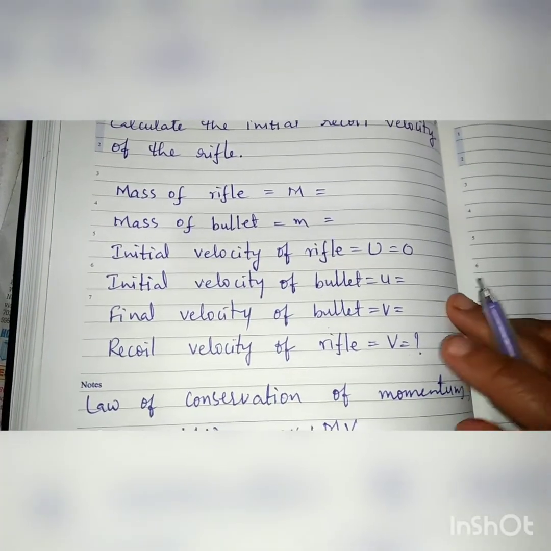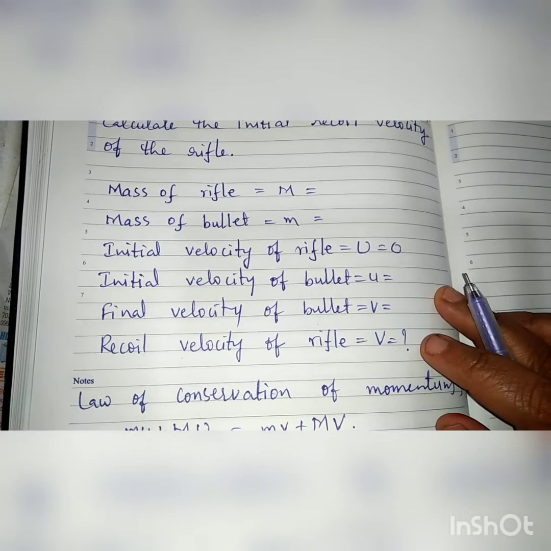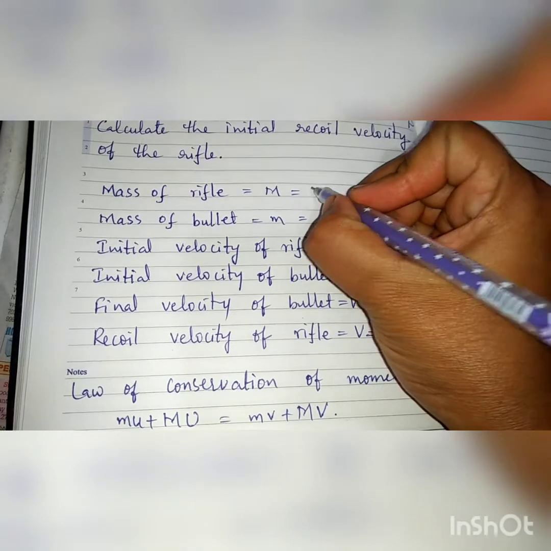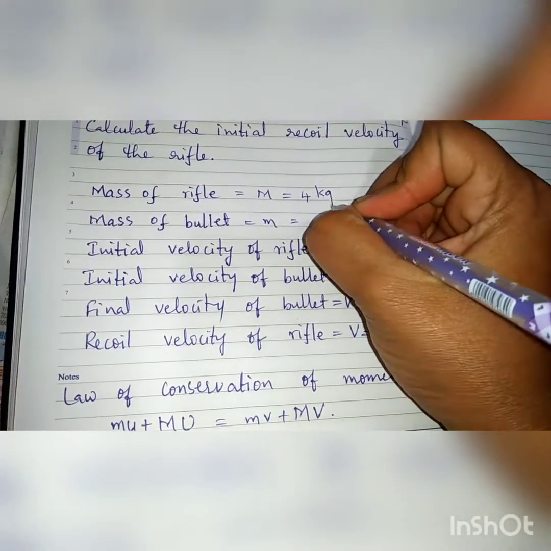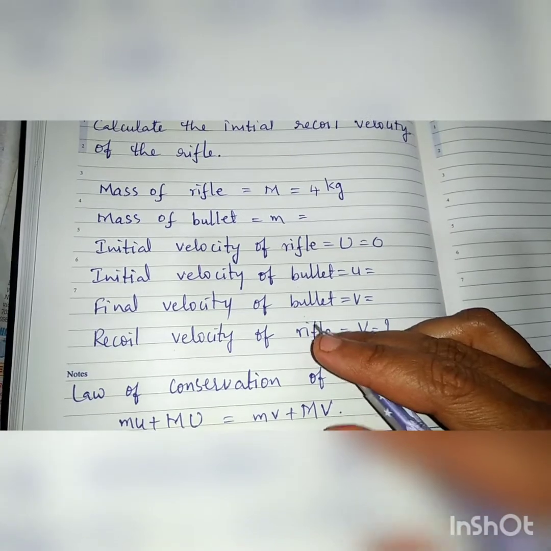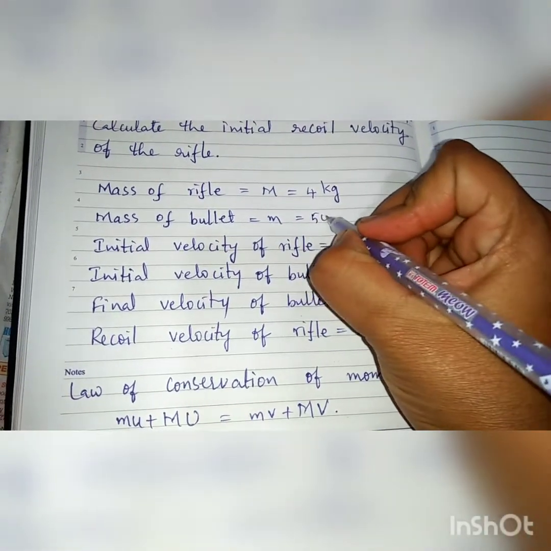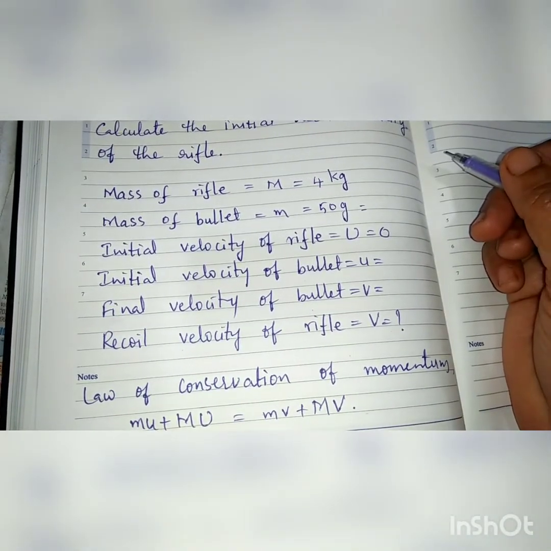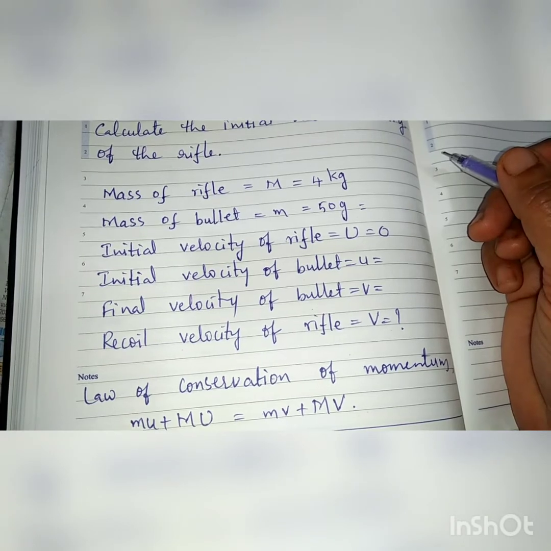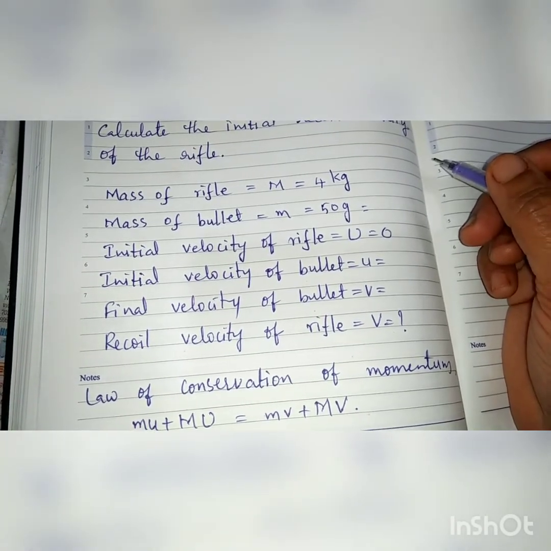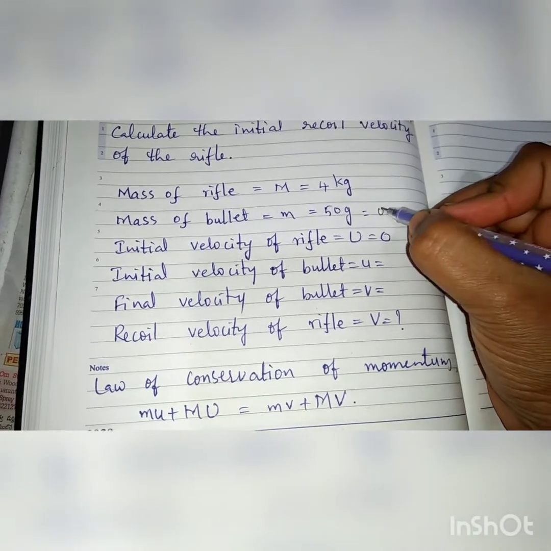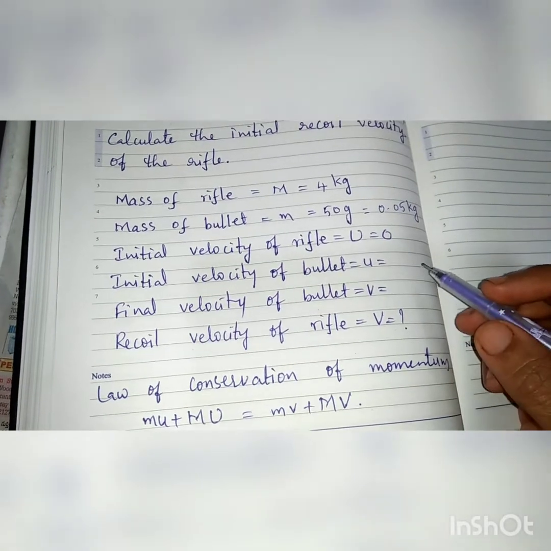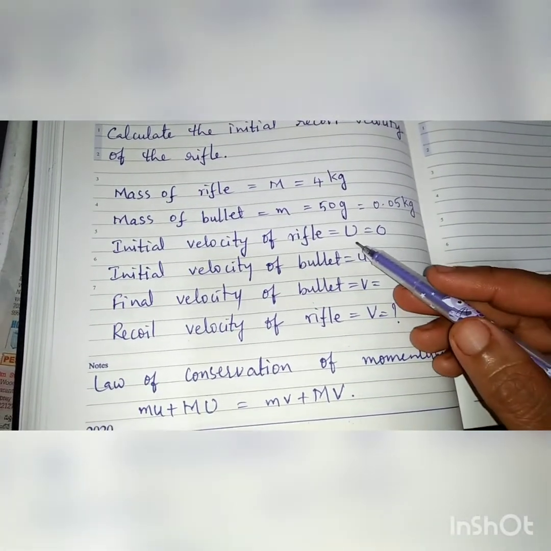Now here, if you see the question, we have the mass of the rifle, which we are taking as capital M, 4 kilograms, which is given in the question. Next, mass of bullet is given as 50 grams. You have to convert it into kilograms. When you convert anything given in grams into kilograms, we just divide that by 1000. Then we are going to get 0.05 kilograms.